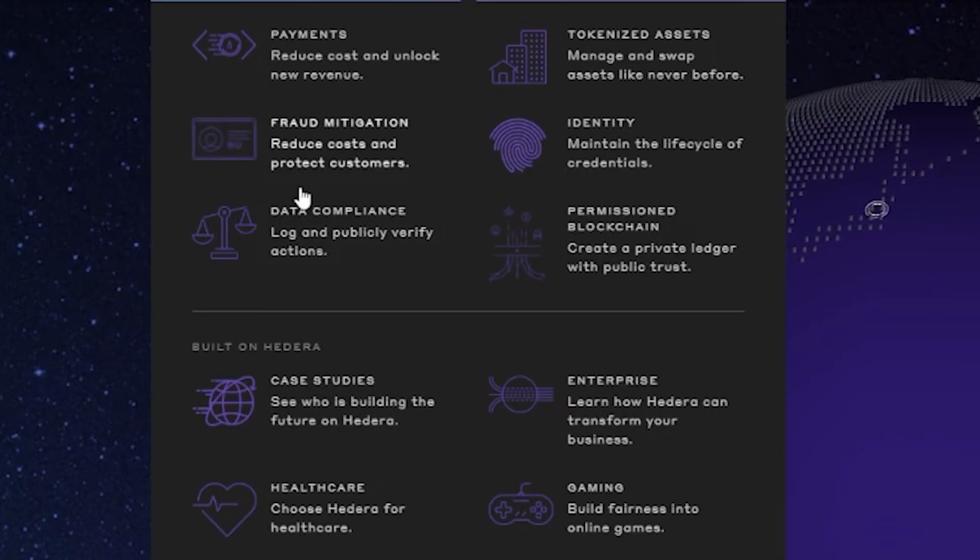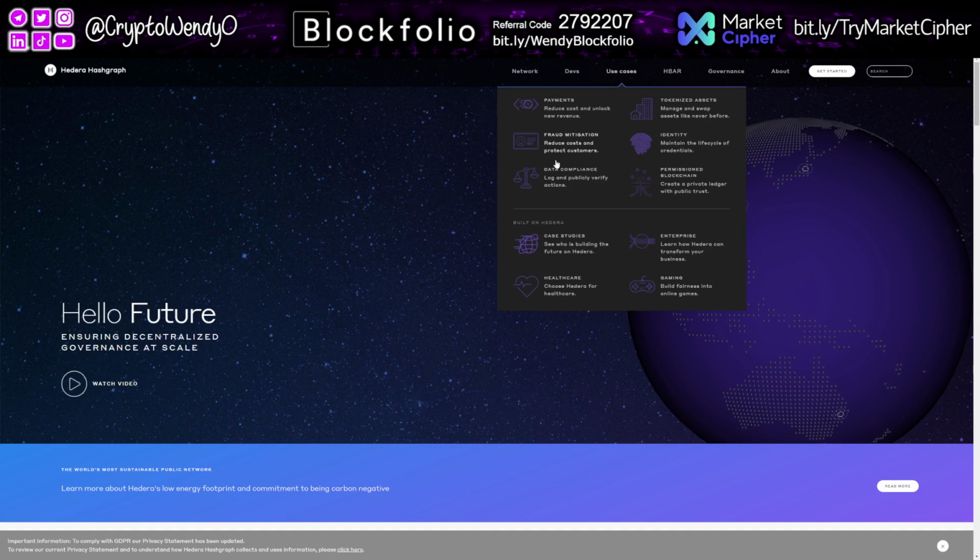Fraud mitigation, reduce costs and protect customers. This is important. Fraud is a massive industry that goes on globally. And as most of you know, I've got a lot of impersonators. So maybe Hedera can help me in the future.